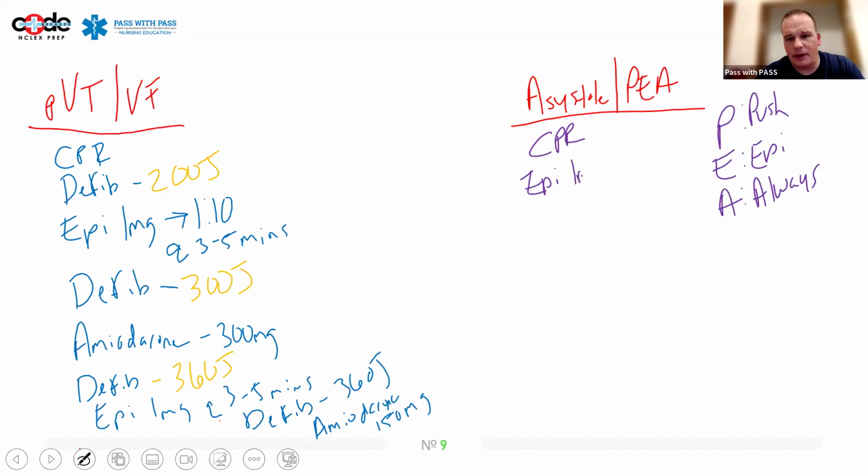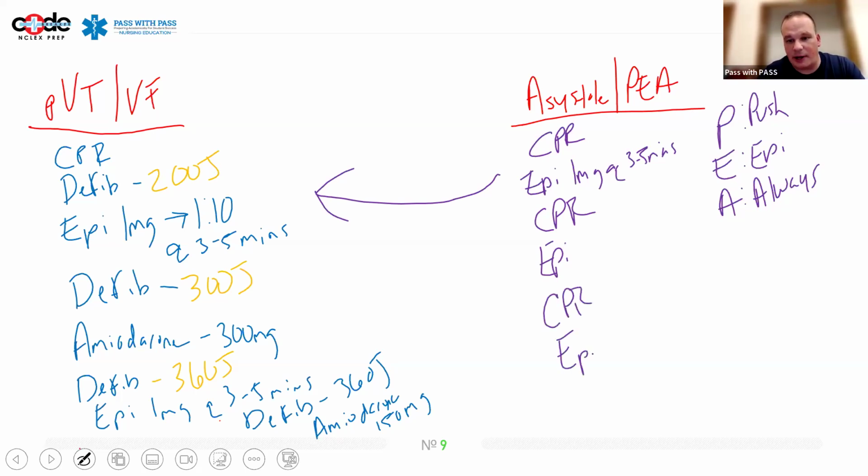So we're at epi, 1 milligram every 3 to 5 minutes, just like we did over here. 2 minutes is up, we're checking the monitor, nothing, right back into the CPR. We can give epi when it's been 3 minutes. Our 2 minutes is up, check the monitor, nothing, right back into CPR. We can do another epi if it's been 3 to 5 minutes. That cycle just continues itself, okay?